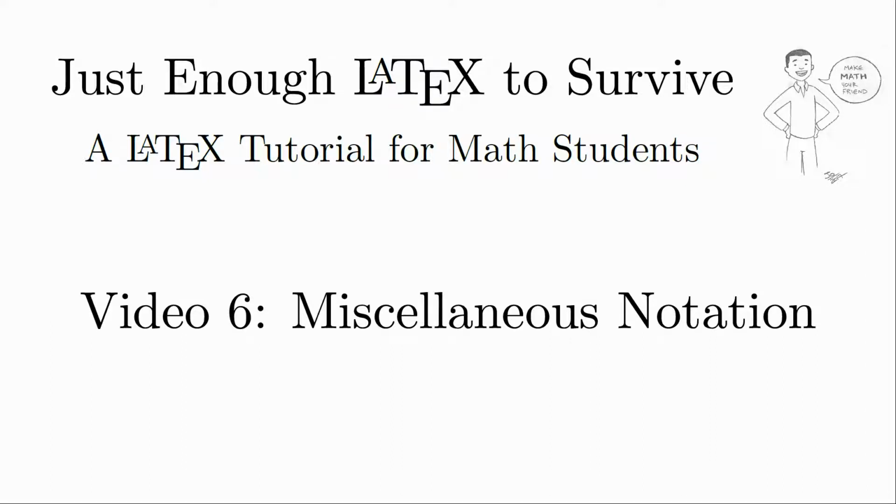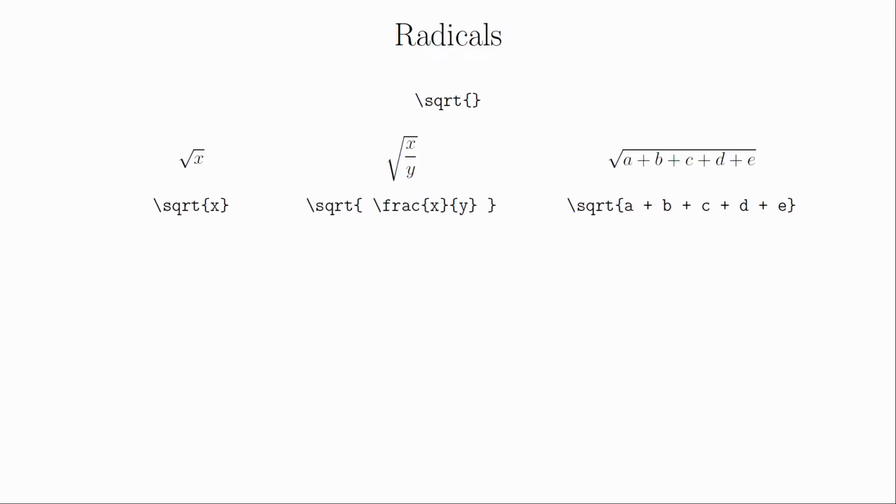In this last video on mathematical notation, we're going to pick up some random bits that just didn't fit well into the other videos. We'll start with a simple symbol that we probably could have introduced somewhere earlier, the square root symbol. Using \sqrt will create a square root symbol over everything inside the brackets. The radical will resize itself automatically, so you don't need to worry about that at all.